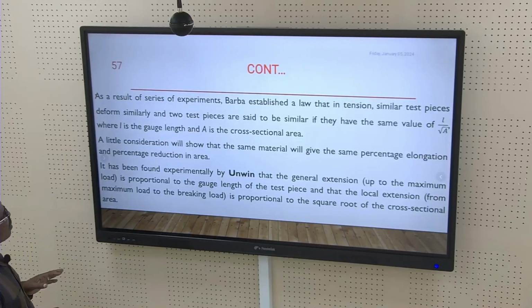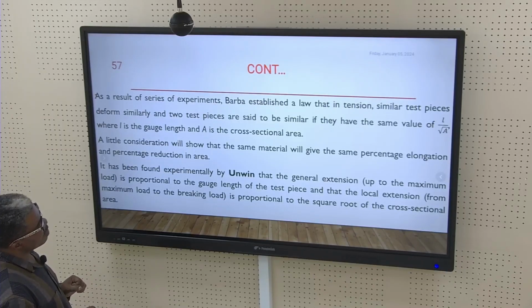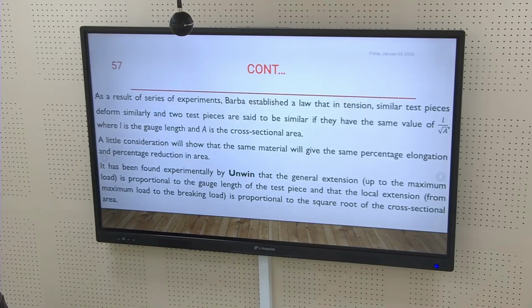As a result of a series of experiments, Barba established a law: in tension, similar test pieces deform similarly, and two test pieces are said to be similar if they have the same value of the original L over root A, where L is the gauge length and A is the cross-section area. This is the law governing the tension testing of materials. A little consideration will show that the same material will give the same percentage elongation and percentage reduction in area, because of having the same property of the material.